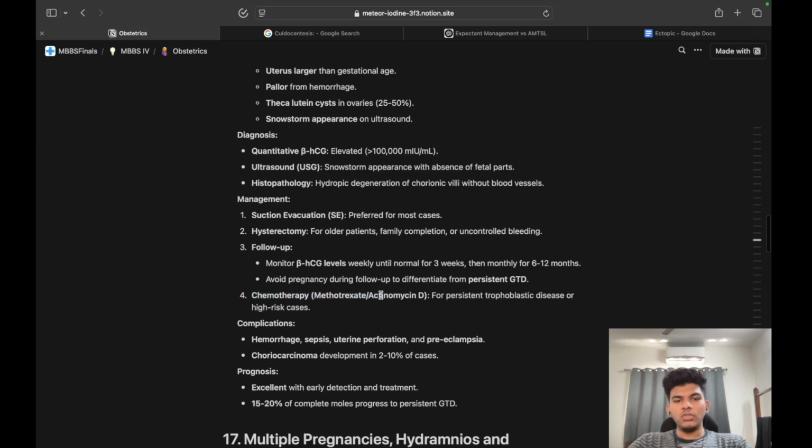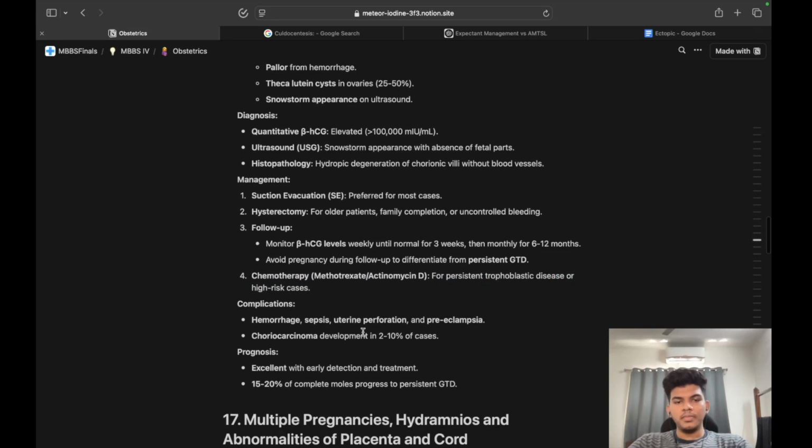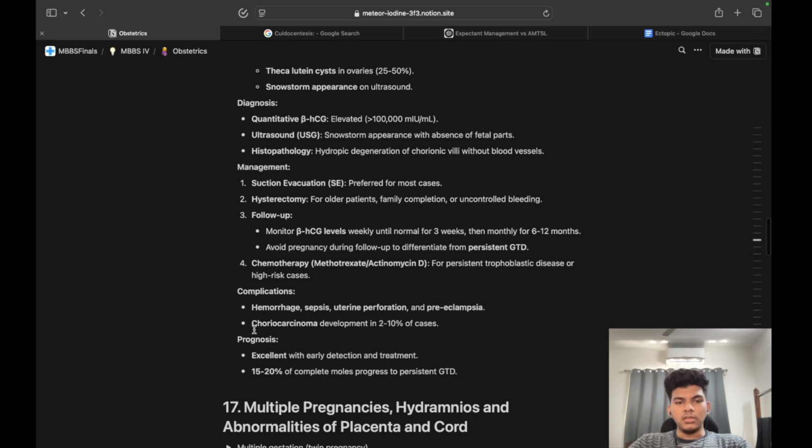Finally, chemotherapy. So it is not just these things, we also have drugs which can help. There is methotrexate and actinomycin D, which reduce the proliferation, for persistent trophoblastic disease or high-risk cases. And finally, coming to the complications. So what could go wrong? Hemorrhage, sepsis, uterine perforation and preeclampsia, and choriocarcinoma development in 2 to 10% of the cases.